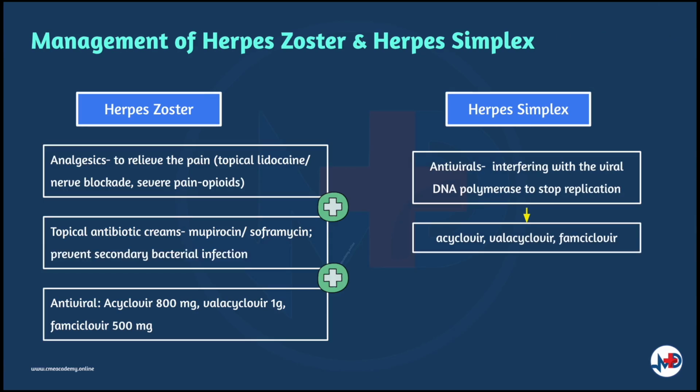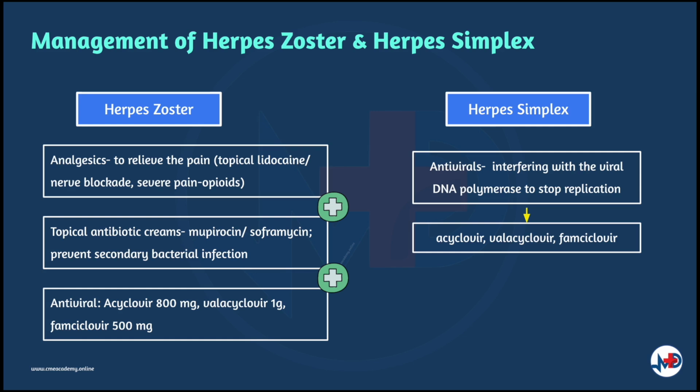Generally, the management of herpes zoster infection is aimed at resolving the lesions, decreasing any acute pain, and preventing any post-herpetic neuralgia. This can be managed by giving antiviral therapy. In the case of herpes simplex infection, the goal is to interfere with the viral DNA polymerase in order to stop the viral replication. This once again can be managed using antiviral therapy.